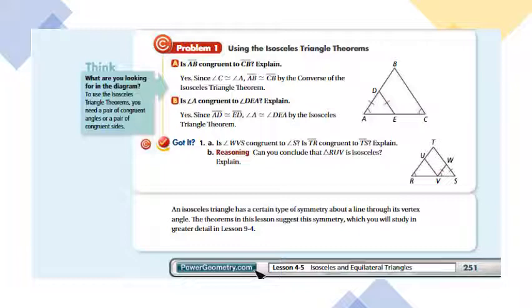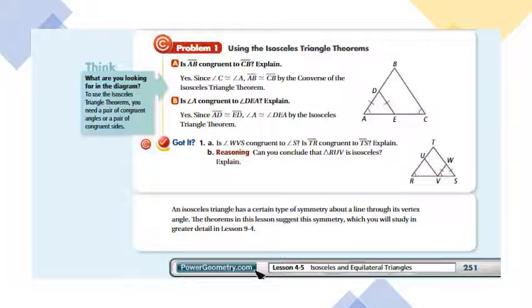So we can say that since angle C is congruent to angle A, then by the converse of the isosceles triangle theorem, we can prove that AB is congruent to CB. That's it. Let's see next, question B. Is angle A congruent to angle DEA? Explain.